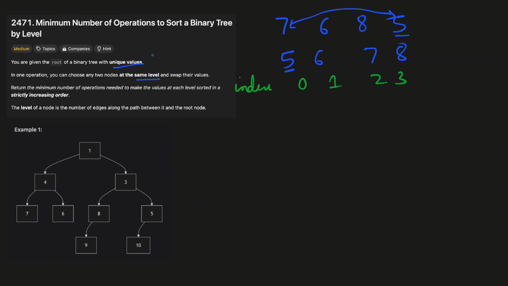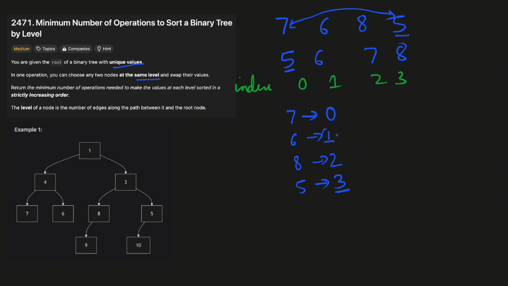And in this problem, it is given that the binary tree has unique values, making sorting and counting swaps easier. So we can store these values in the hash map without any collisions. So let's pre-process the array and store the number to index mapping in the hash map. So for the original list, number 7 will map to index 0, 6 will map to index 1, 8 will map to index 2, and 5 will map to index 3. So now we can easily swap numbers 5 and 7, as we get the index of 5 in O of 1 time, which is 3.